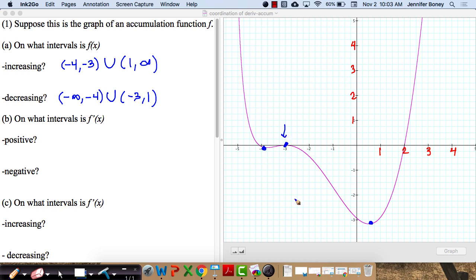Is the rate of change positive, negative, increasing, decreasing, none of the above? Yeah, it's about 0, essentially 0 around this x equals negative 3. So I'll just say f prime of negative 3 is approximately 0 at that peak there.